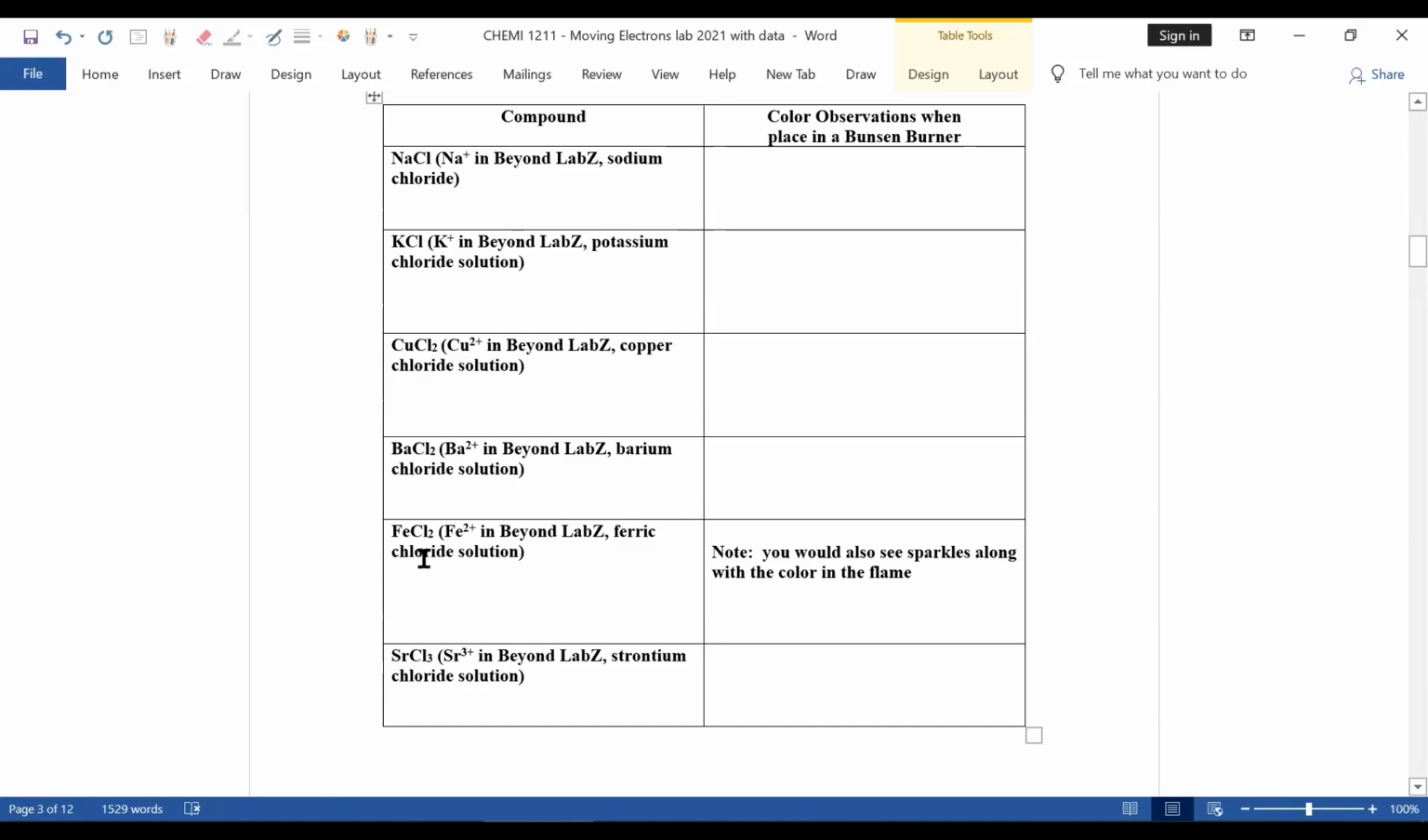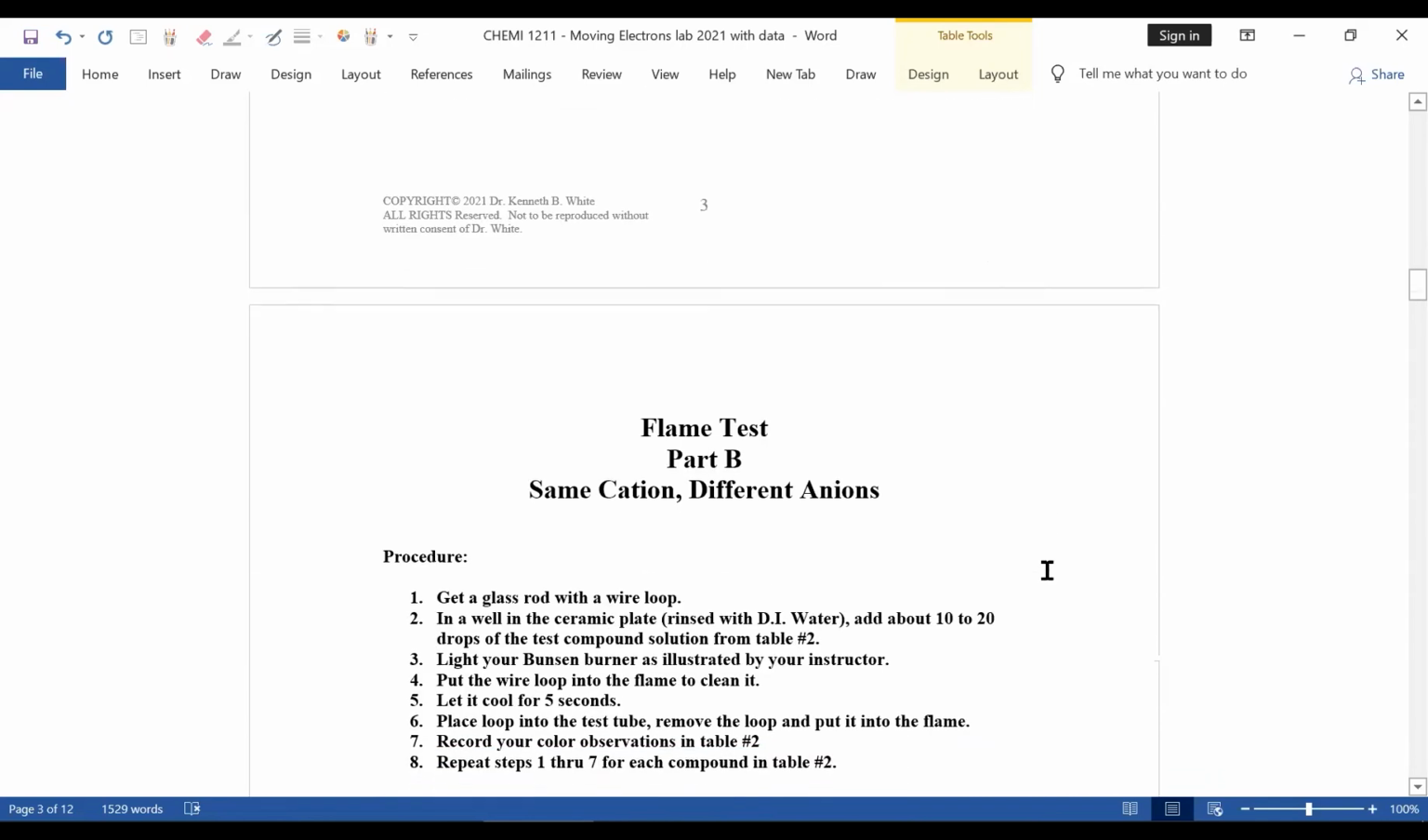Now, in real life, and this is really cool, they didn't do it, and I'll talk to someone at Beyond Lab Z for next semester to fix it. When you use ferric chloride, not only do you see a color, but you see sparkles like in a sparkler. It's really cool. It's a lot of fun. But you don't see it in Beyond Lab Z, but in real life you would. So you're going to do this and then put in the colors. And then let me go through the whole lab and then we'll go to Beyond Lab Z.